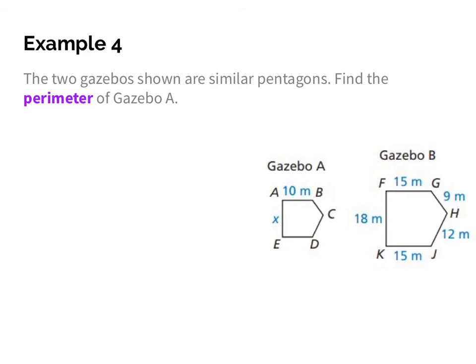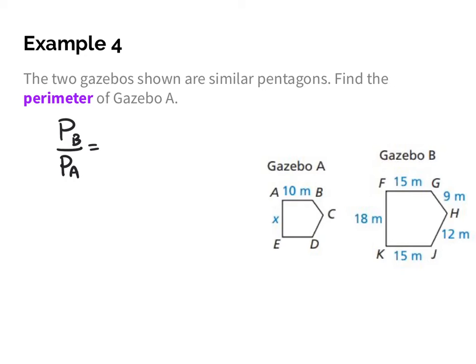So let's apply this to an example. I have here gazebos A and B. What I want to know is, what is the perimeter of gazebo A? If I want to find the perimeter of A, I would need to add up all of my sides here. But guess what? I don't know any of the sides. All I know is this side, 10, okay? But what I do know is that if I compare the perimeter of one to the other, they should be the same ratio as the ratio of any two sides. So I'm going to write the perimeter of B compared to the perimeter of A should equal the ratio of any two corresponding sides.